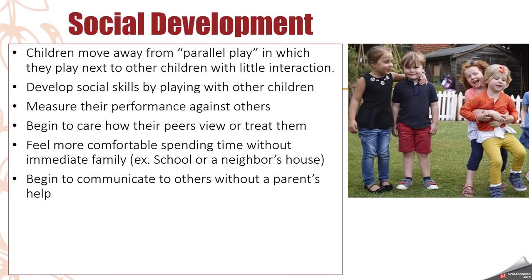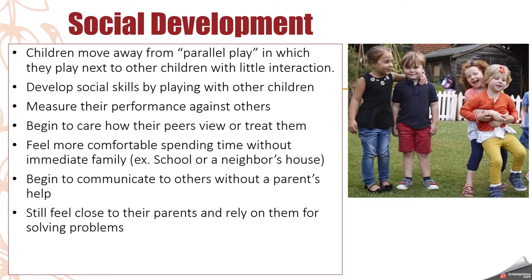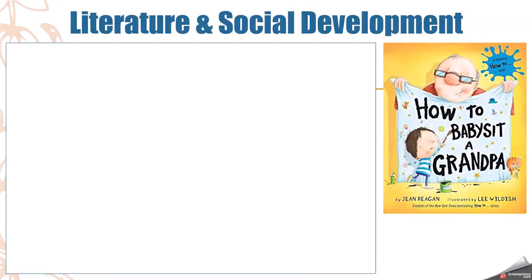They begin to communicate to others without a parent's help. So a lot of times if you ask a 3 or 4-year-old a question, they'll look at their mommy or daddy and they'll want them to talk for them. And by the time they're 5, 6, 7, they're able to talk to people outside their family without that help. They still feel close, obviously, to their parents. Very young children rely on them for solving problems, and they look to all their adults for help, so principals and teachers.